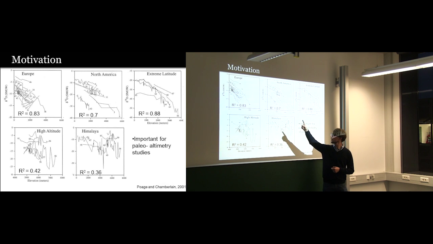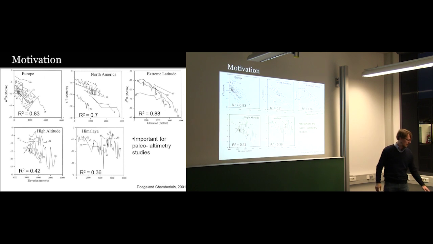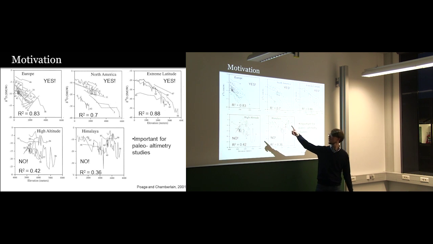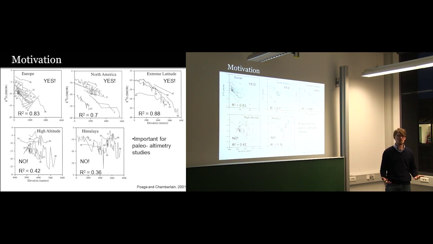Each single wiggly line here represents one stable isotope study. I would say in Europe and North America and extreme latitudes, we understand what is going on. Here you really have this Rayleigh fractionation. However, in the case of the Himalayas and the high altitude, you see these poor relationships, and we don't really understand what is happening here.